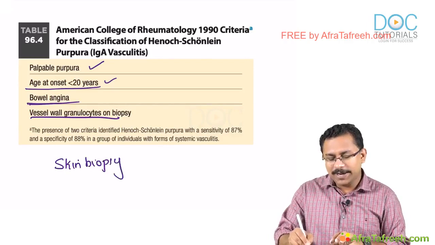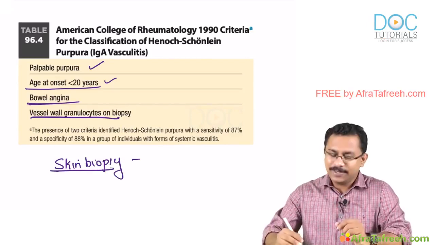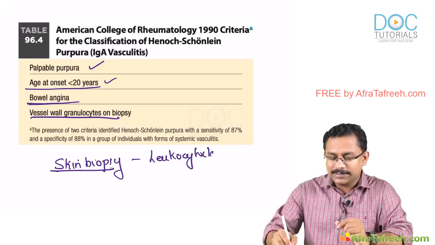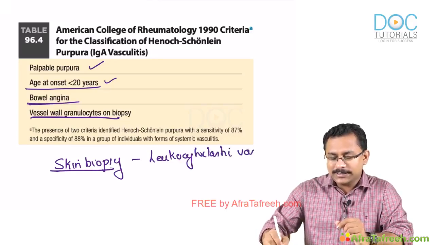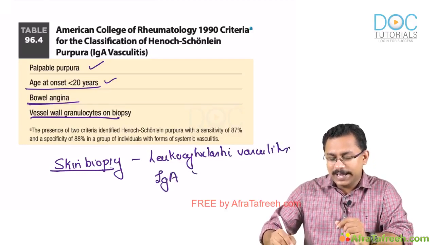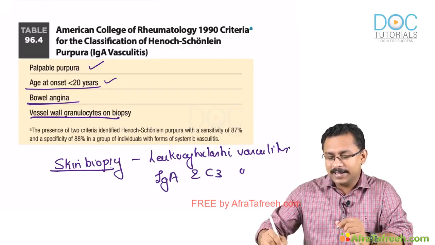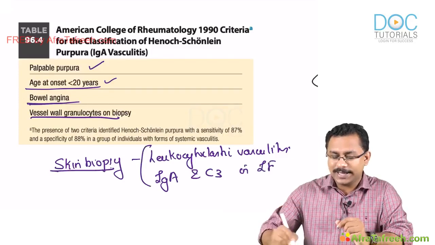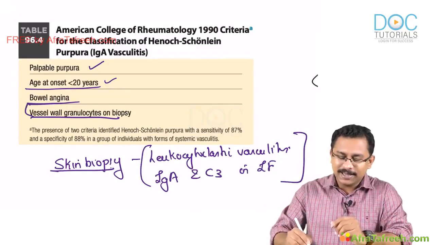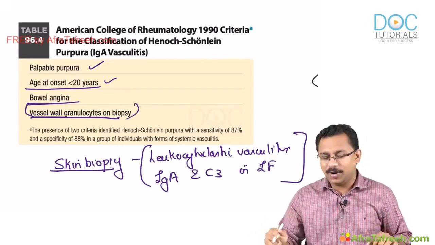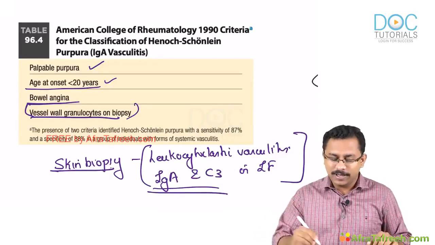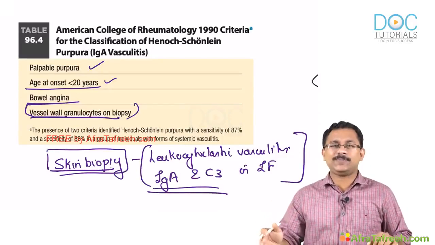And what does this skin biopsy show in a case of HSP? It shows a leukocytoclastic vasculitis with deposition of immunoglobulin A and complement C3 in immunofluorescence. So that is your skin biopsy finding. You will also definitely get granulocytes in the vessel wall, but in immunofluorescence it is IgA and C3 deposits that you look for. Skin biopsy is what you would take for this patient.